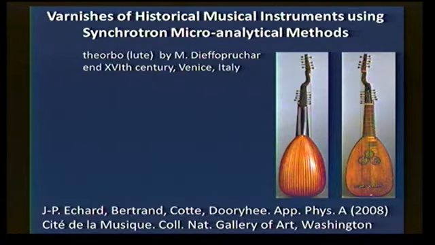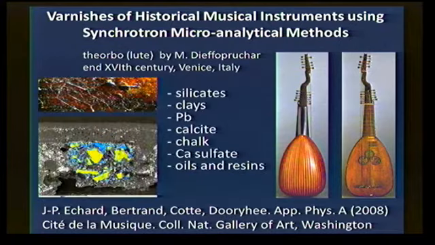Let me give you a couple of examples of what I mean by complex or difficult materials. This is an exploratory work I did some years ago on varnishes of historical musical instruments. This is a nice picture of those instruments coming from a collection at the Cité de la Musique, the Museum of Music in Paris. If you take a small sample off the surface of those instruments, this is what you get. This is a top view of the varnish. And if you make a cross-section in depth, then this is what you get.